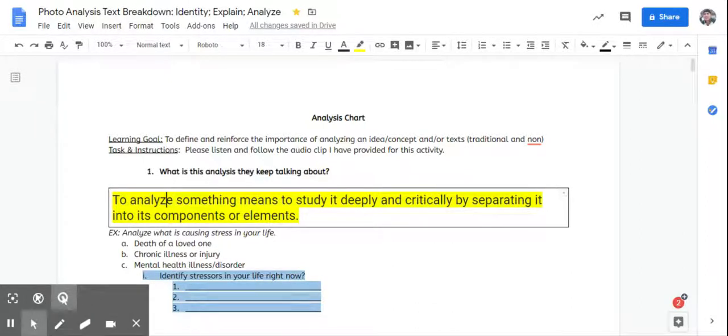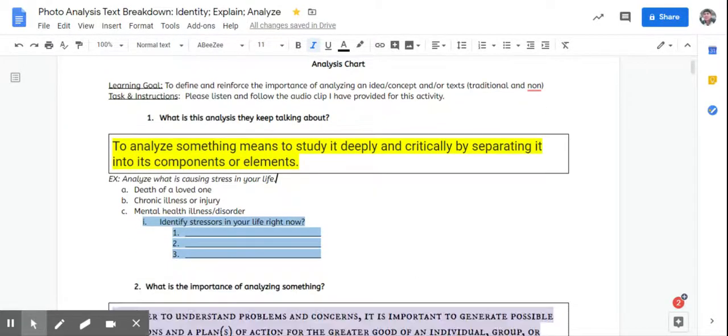Okay, now that you had a moment to do that, here's an example. It's not in the form of a question, but it's stating, analyze what is causing stress in your life. Some examples, and these are general examples that can cause stress in anyone's life: death of a loved one, chronic illness or injury, mental health illness or disorder.